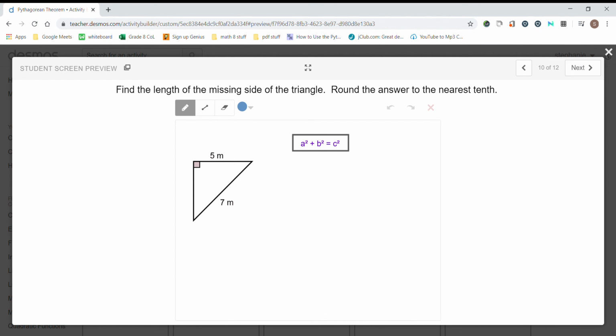Again, we want to label A, B, C. A is missing. So I have A squared plus, well, what's B? B we said is 5. B squared equals C squared, which is 7. A squared, can't do anything to it yet. That looks more like a 9. Sorry, guys.